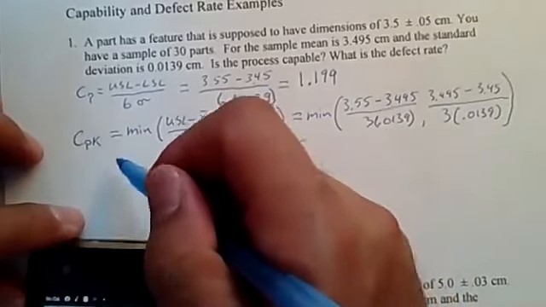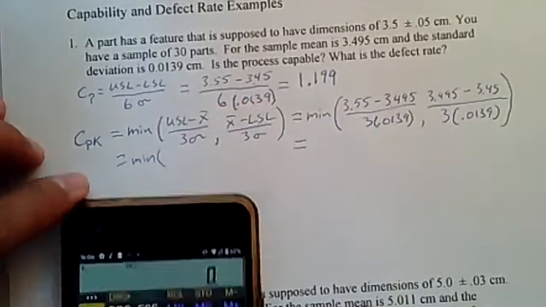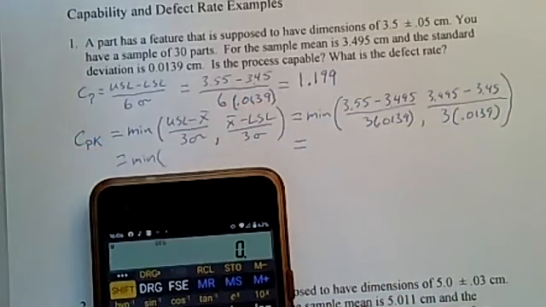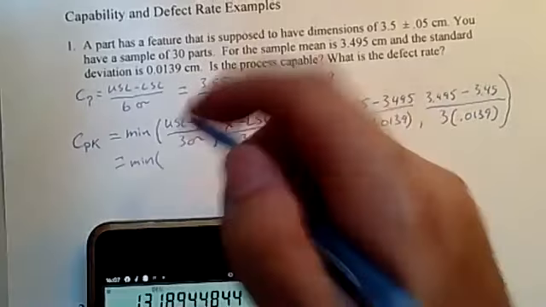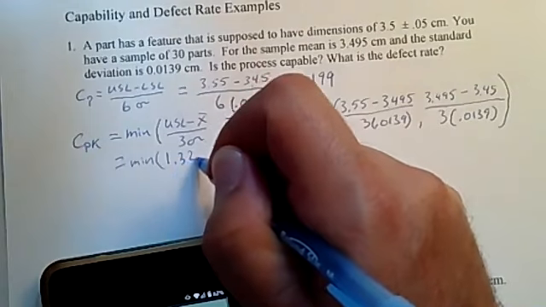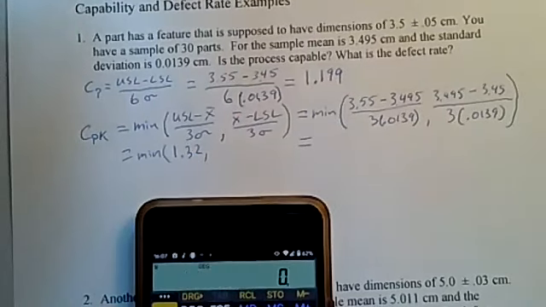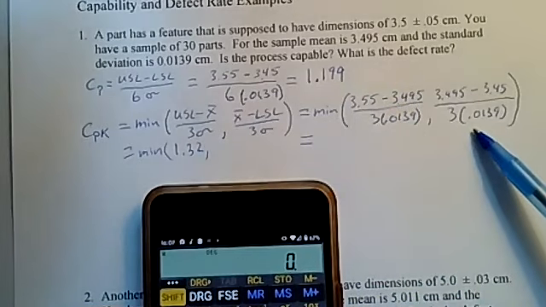For the Cpk, I'll do this a side at a time. So for the first part, we have 3.55 minus 3.495 divided by 3 divided by 0.0139. So that gives me 1.32. We'll round it. Now, you'll notice that's larger than the Cp. That means the other side is the one that we're actually going to use. It'll be the minimum.